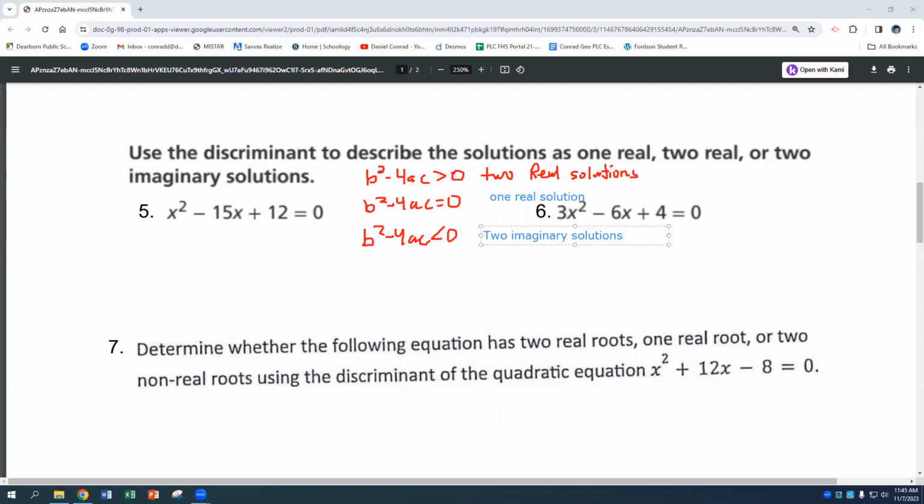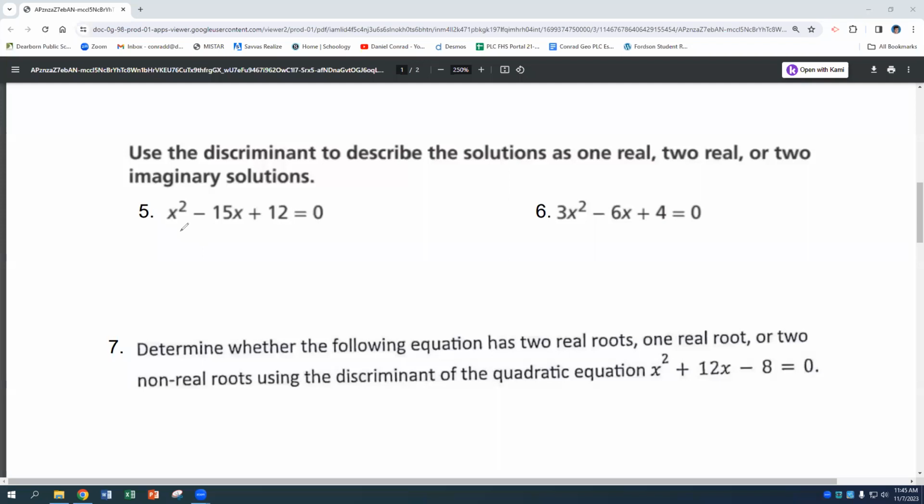So if your discriminant is positive, it's two real solutions. If the discriminant is equal to 0, it's one real solution. And if it's less than 0, if it's negative, it's going to be imaginary. So let's look at this one. A is 1, B is negative 15, C is 12. So we're looking at b squared minus 4ac. It's going to be negative 15 squared minus 4 times 1 times 12.